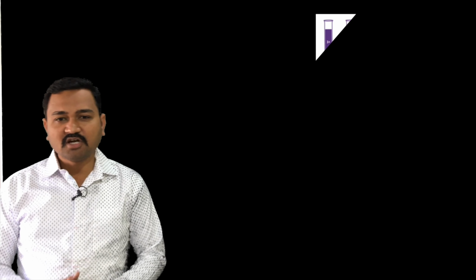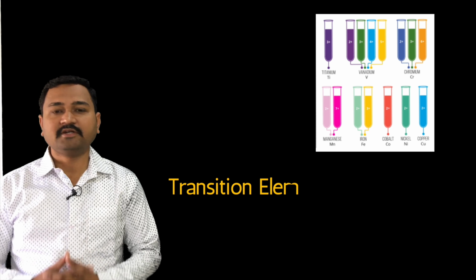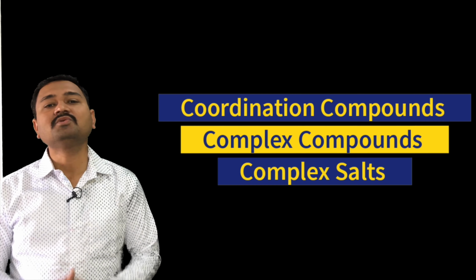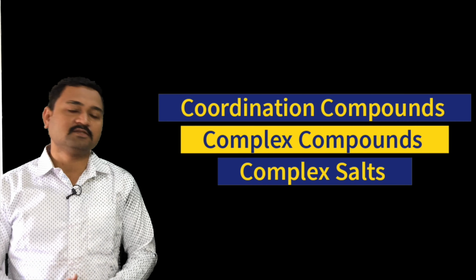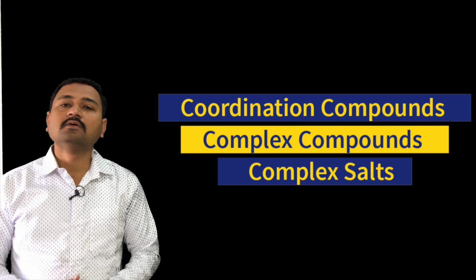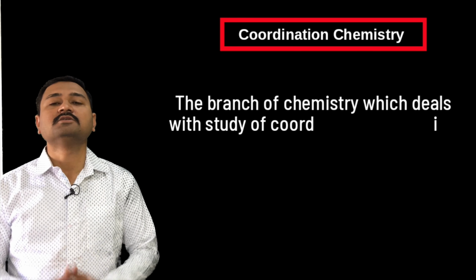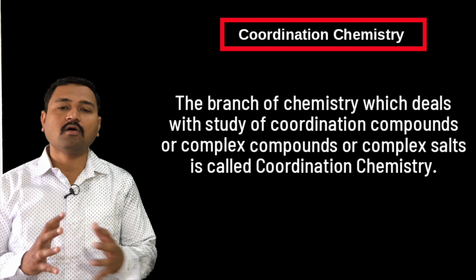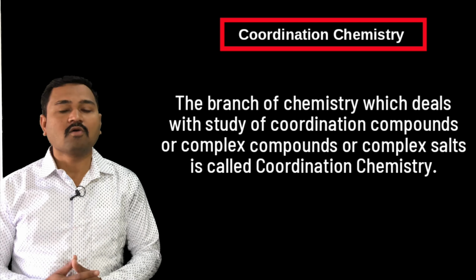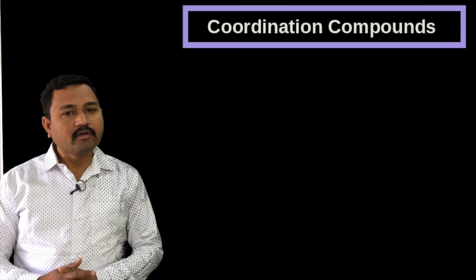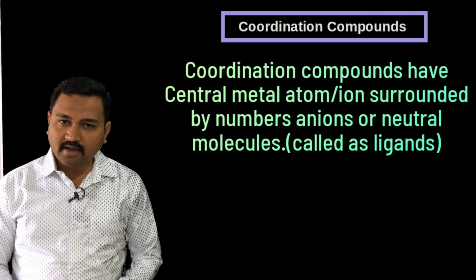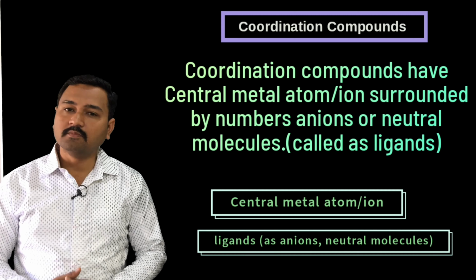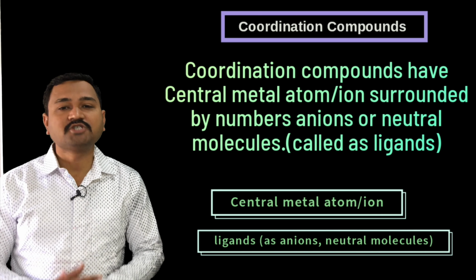We know that generally transition metals have a tendency to form a large number of complexes, and these complexes are also known as coordination compounds, complex compounds, or complex salts. So the branch of chemistry which deals with the study of these coordination compounds, complex compounds, or complex salts is known as coordination chemistry. Generally, coordination compounds have a central metal ion or atom which is surrounded by a number of anions or neutral molecules by the sharing of electrons.